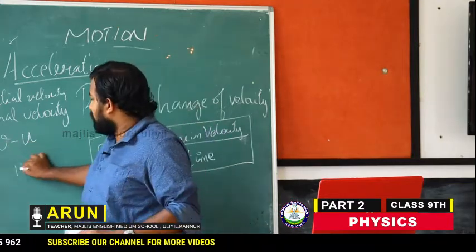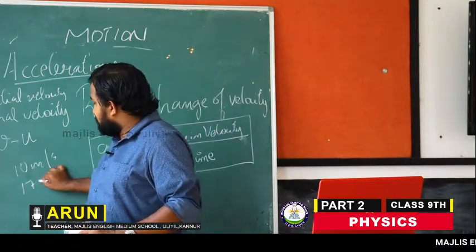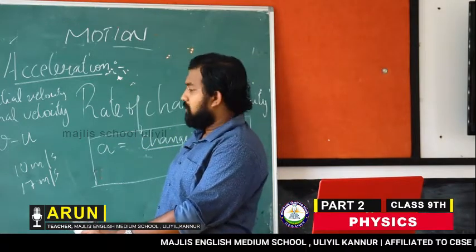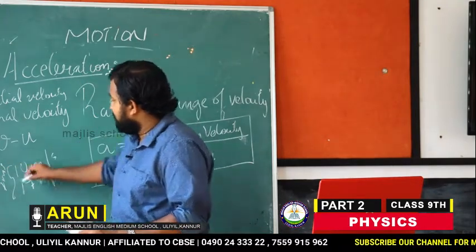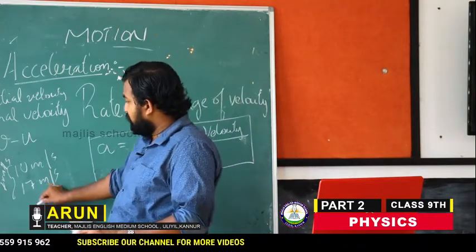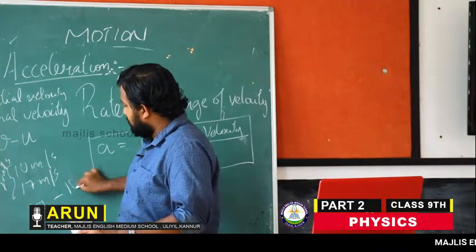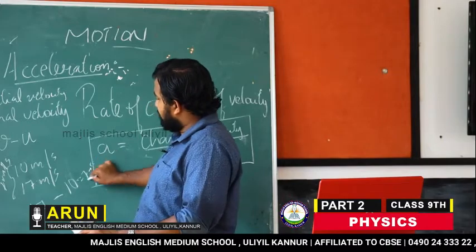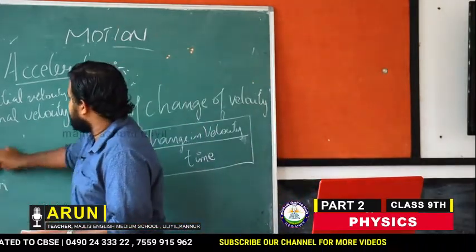For example, if the body was moving with 10 meter per second at the beginning, and at a later time it was moving with 17 meter per second, what is the difference? The difference is 7 meter per second, isn't it? So we got 17, final velocity, minus 10, initial velocity, which gives 7 meter per second. That is the change in velocity. Clear?